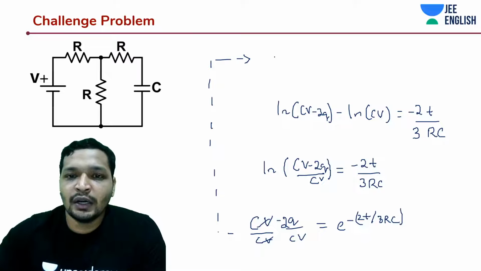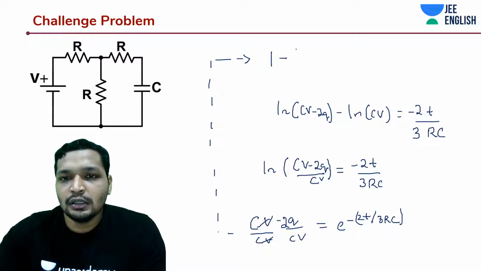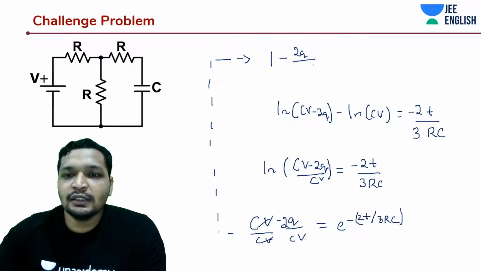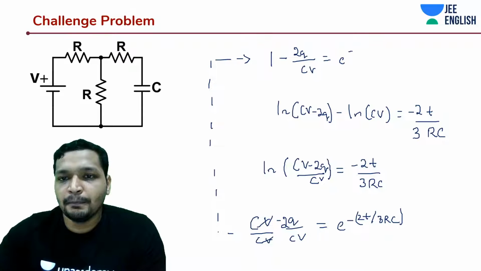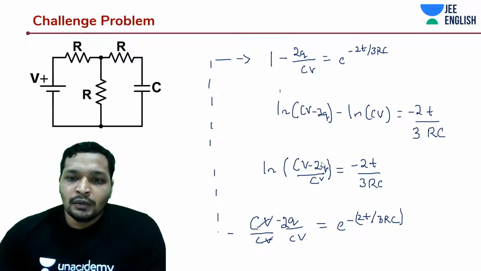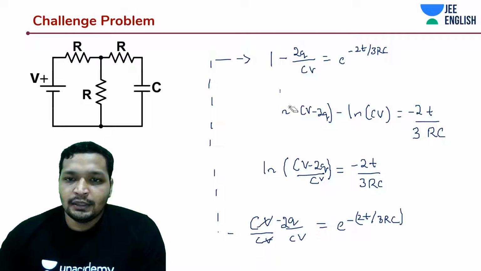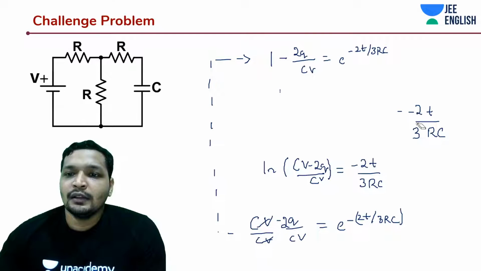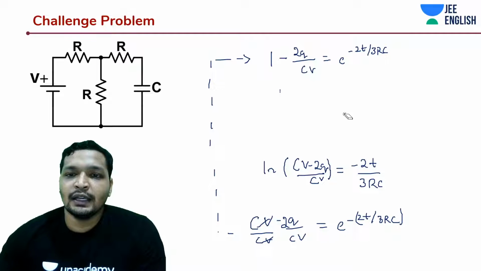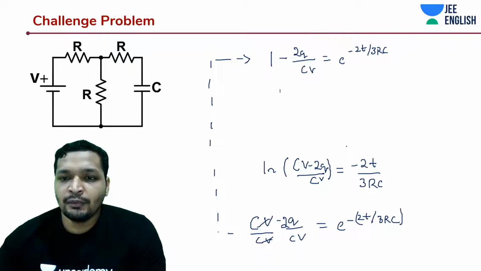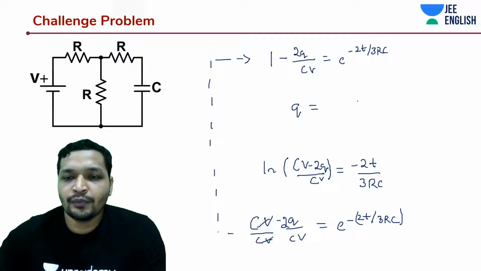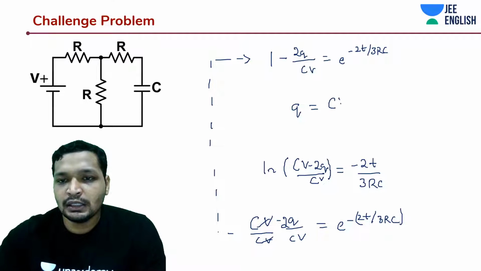Right, and 1 minus 2Q by CV is equal to e to the power minus 2t by 3RC. Pretty lengthy, guys, I agree. You do this, you'll get it as Q is equal to, move this e to the power on this side, you're going to get something like CV by 2 in this case.